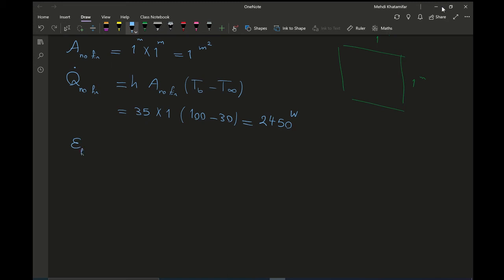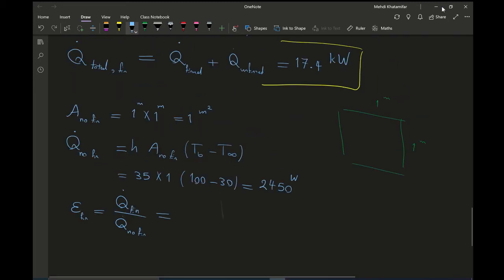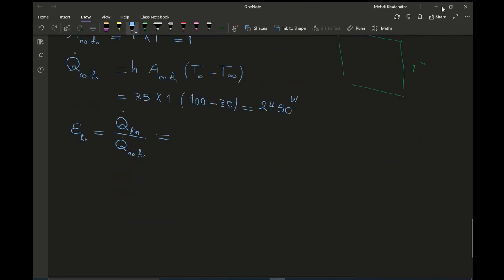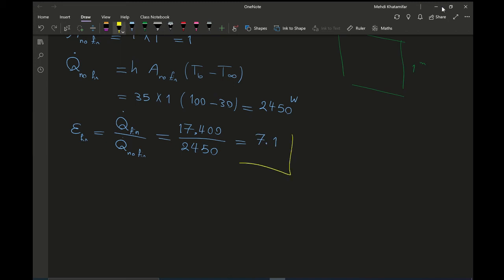And now the fin effectiveness is going to be Q dot when we have fin over Q dot when we don't have any fin. So when we had fin, it was 17.4 kilowatt, or 17,400 watt, divided by 2,450 watt, which is going to be 7.1. And this is our fin effectiveness.